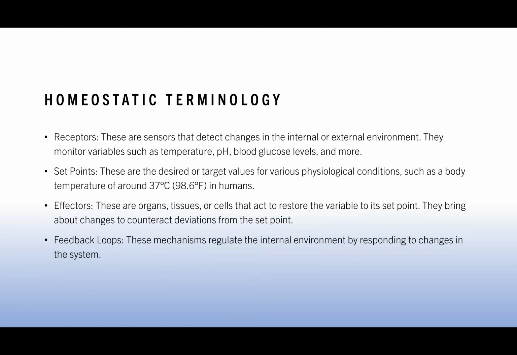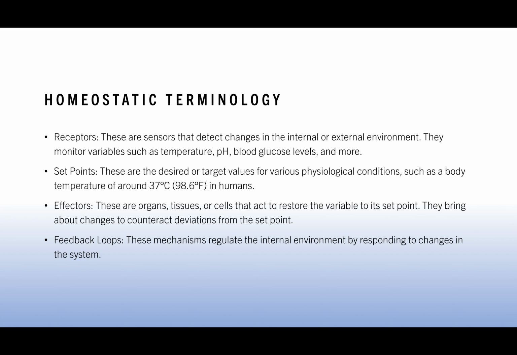All right. Looking at homeostatic terminology, receptors, we know that are sensors that detect changes in internal or external environment, right? So we know temperature, pH, blood glucose levels, blood water levels, those type of things. Set points, these are desirable or target values for various physiological conditions such as body temperature, which is around 37. So set points tend to be a range, right? There are always ranges. So it's around 37 degrees Celsius. It's not 37 degrees Celsius. There's a reason why the word around is there. There's a range. There are always ranges.